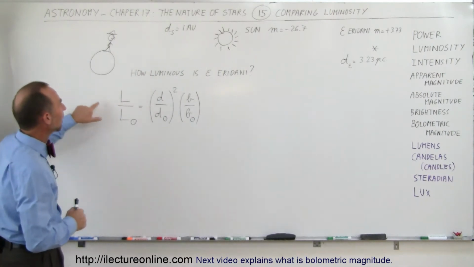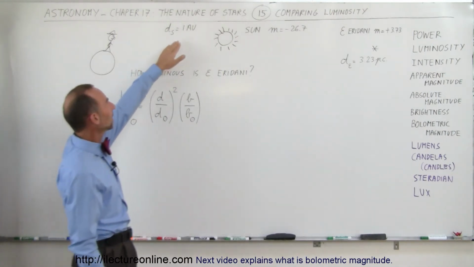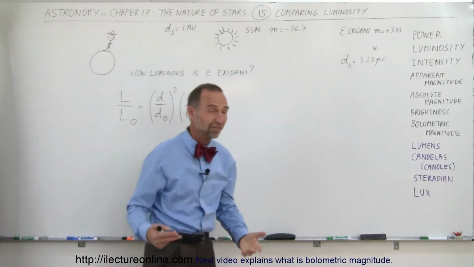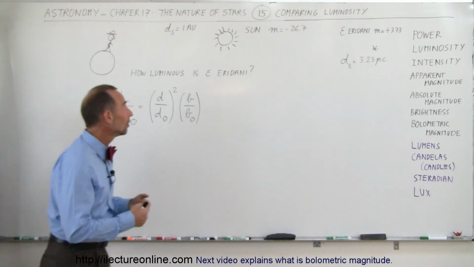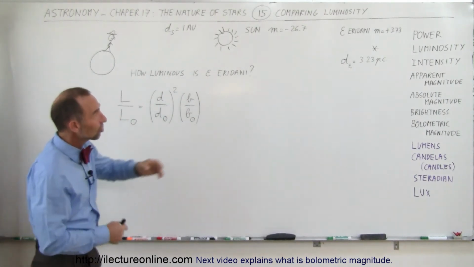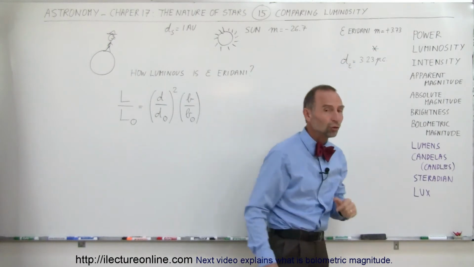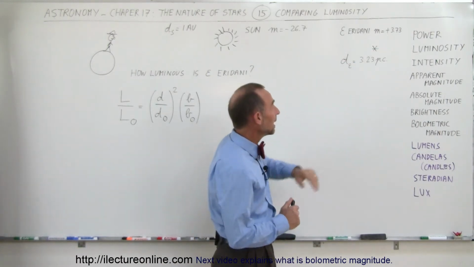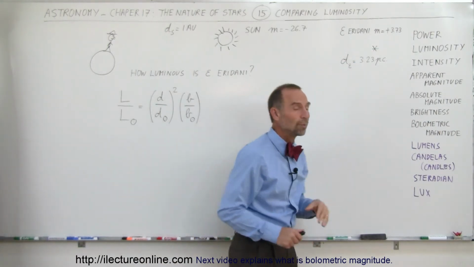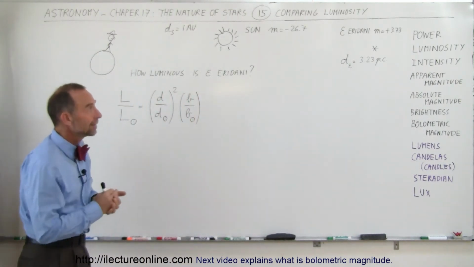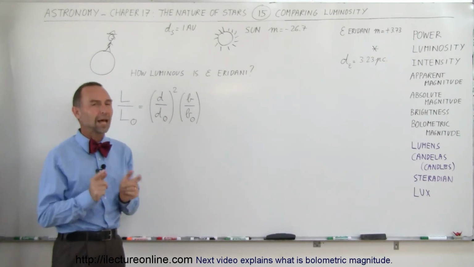So let's say that we have the sun, which is one astronomical unit away. The sun has an apparent magnitude of -26.7. And we then have another star called Epsilon Eridani, and it has a magnitude of +3.73. And it's at a distance of 3.23 parsecs. And we'd like to know how luminous Epsilon Eridani is compared to the sun. How do we do that?